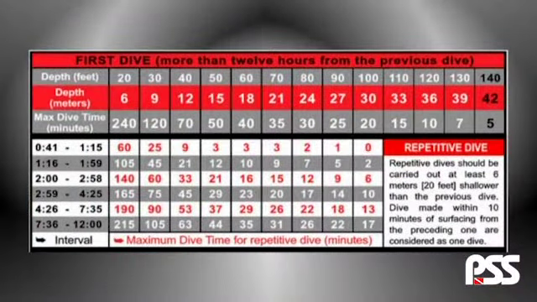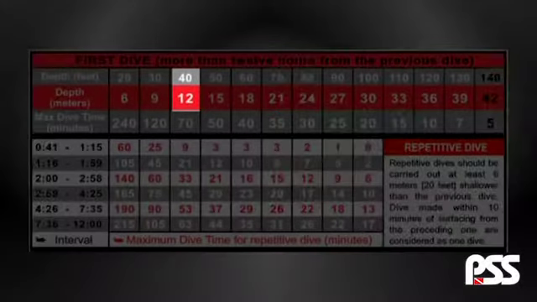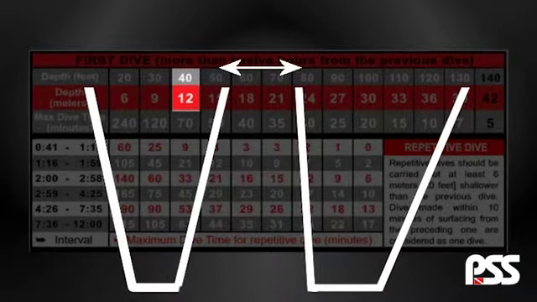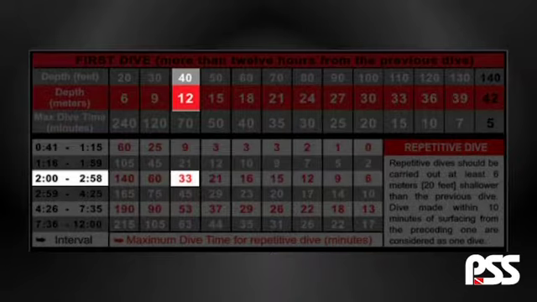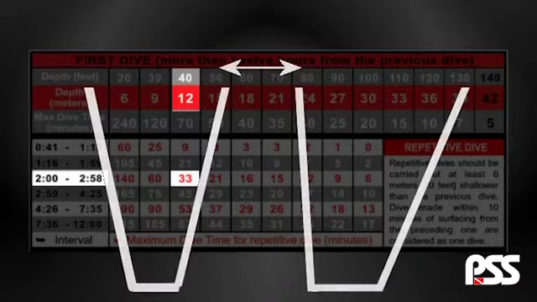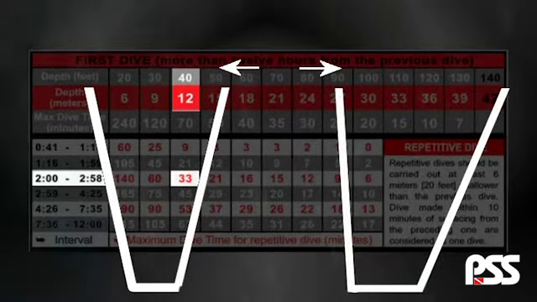If, for example, you made a dive to 18 meters, 60 feet, the repetitive dive should not be deeper than 12 meters, 40 feet. The maximum dive time for a repetitive dive depends on the length of the surface interval. If 2 hours and a half have passed since you surfaced from the last dive, the maximum time you can stay at 12 meters, 40 feet, is 33 minutes. If you want to dive longer, you must increase the surface interval time.